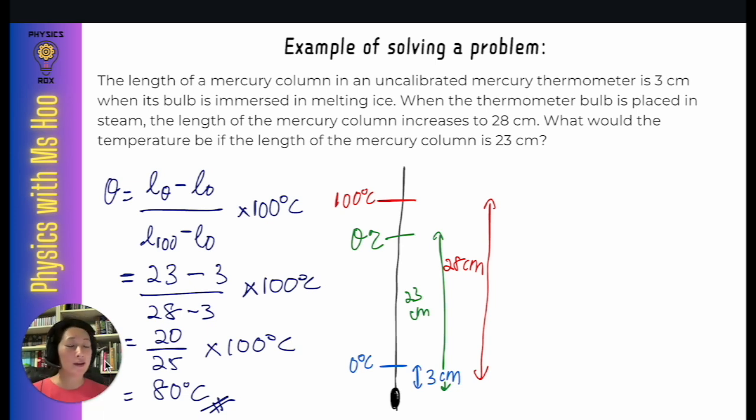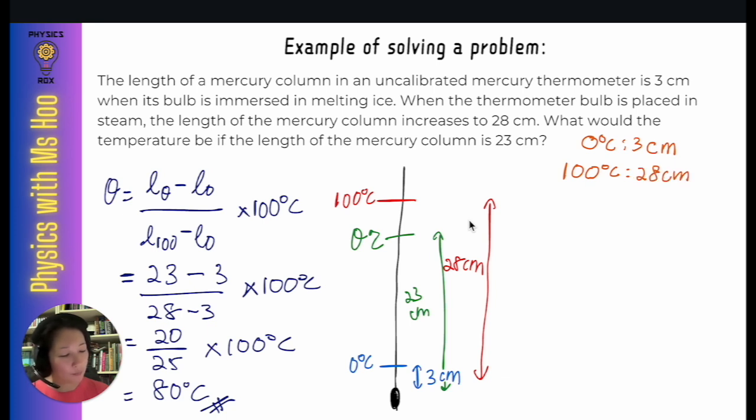Now, for the ratio method, one thing I like to do is I like to write the values out. Drawing this visual, of course, really helps. But here's an additional thing I like to do. I also like to write out the matching temperatures to the length. So how I would write it is like this. At 0 degrees Celsius, the length is 3 cm. At 100 degrees Celsius, the length is 28 cm.